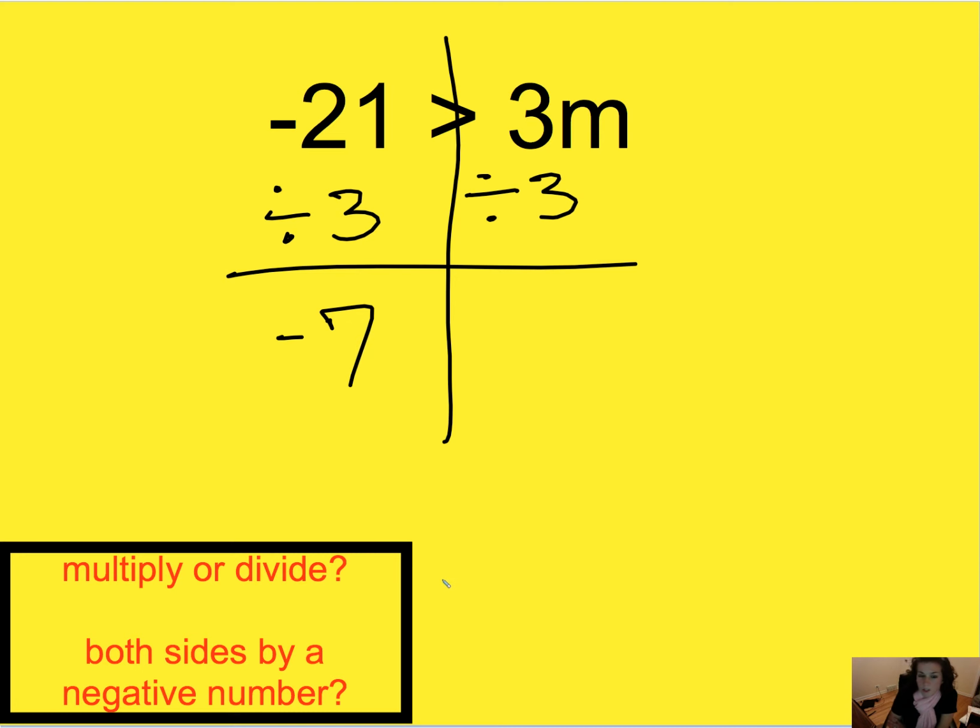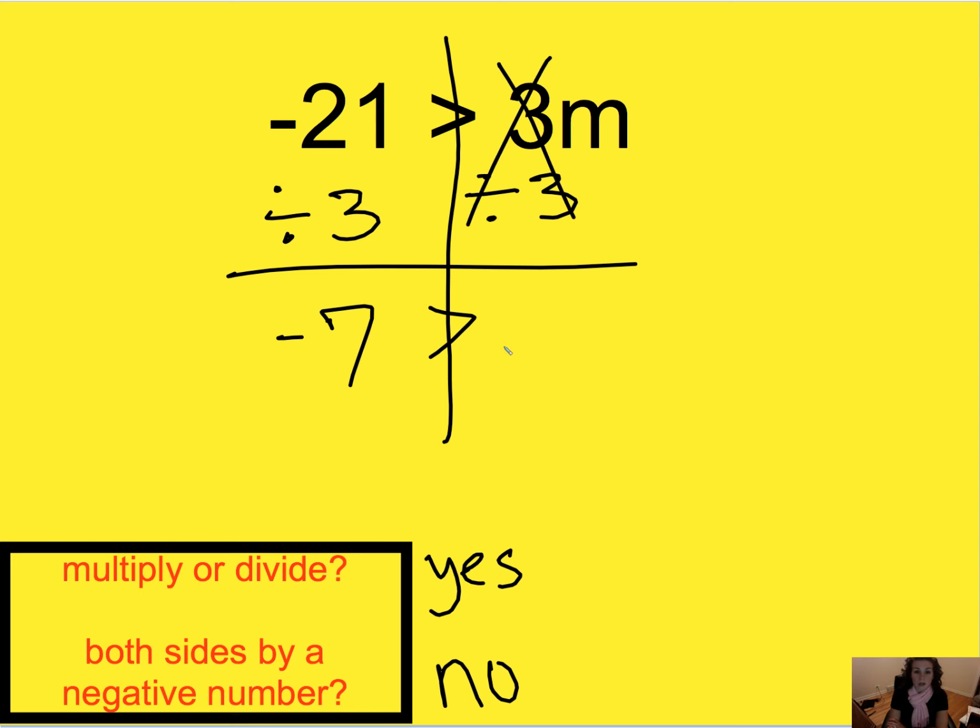Stop. Did you multiply or divide? Yes, we divided. Did you multiply or divide both sides by a negative number? The answer to this is actually no. Some people tell me, but the 21 is negative. Yes, that doesn't matter though. What the question's asking is, what did you do? Did you multiply or divide by a negative? No, we did not. We divided by a positive 3. So the symbol's actually going to stay the same here.